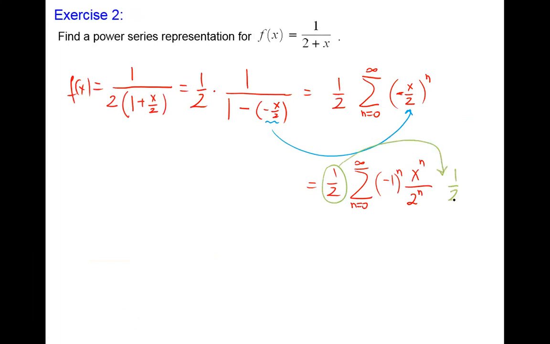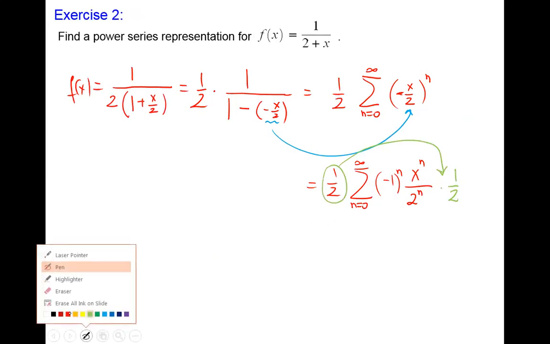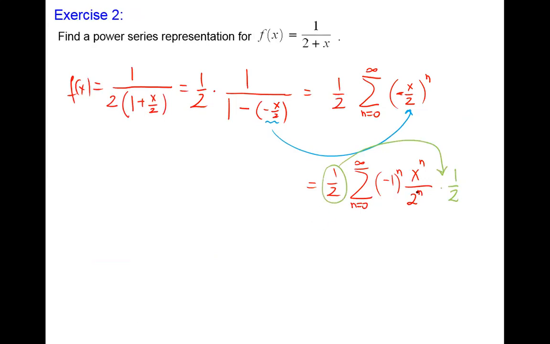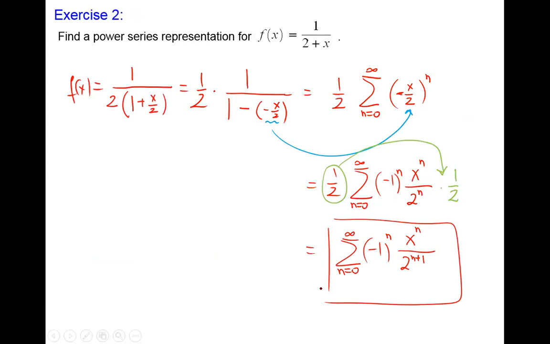That means I will put 1/2 here. Okay, and we can see nicely that I have 2 to the power of n and 2 to the power of 1. I will combine this. That means my final formula is negative 1 to the n, x to the power of n, over 2 to the power of n plus 1. Looks really nice. This is the power series representation for the given function.